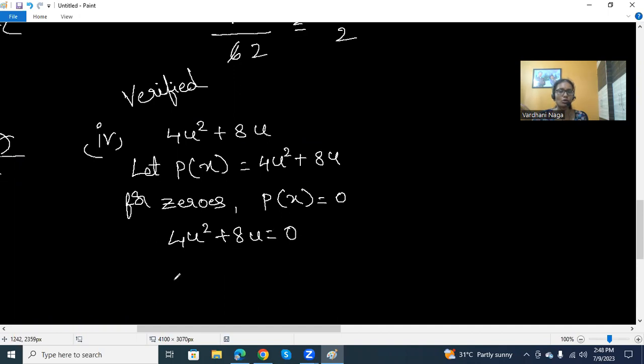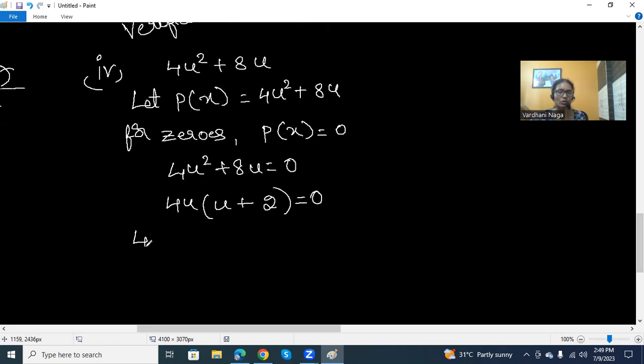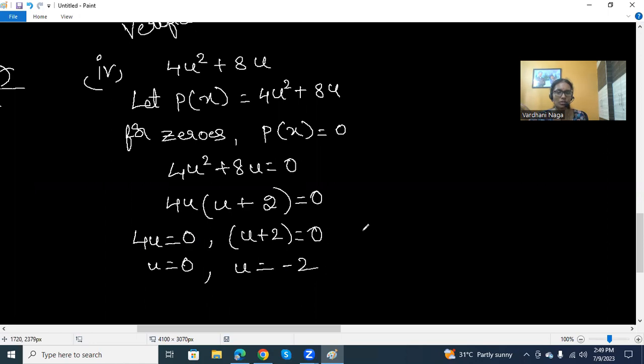In these two, 4u is common. Then 4u gone means 1u left, and 4 divides 8 2 times, and u already gone, is equal to 0. These both are factors. 4u is equal to 0, u plus 2 equal to 0. So u is equal to 0 by 4, which is 0, and u is equal to -2. So this is alpha and this is beta.